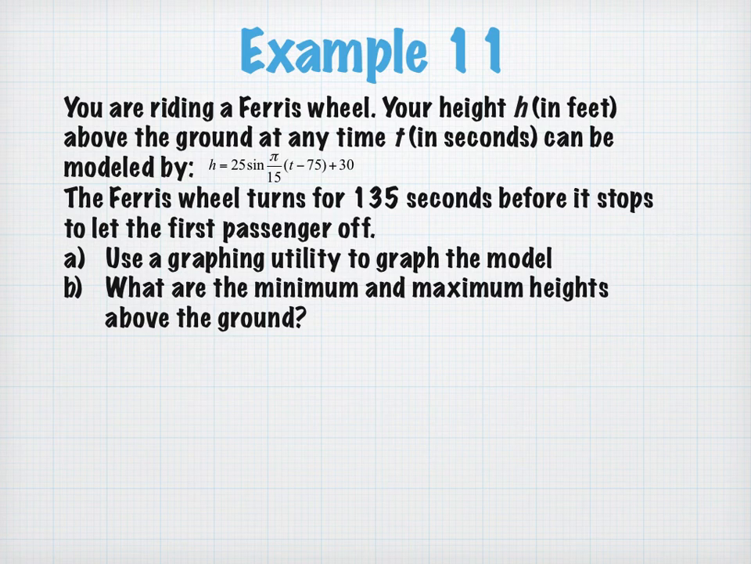You'll never have to come up with that function. It's going to give you the function, okay? But this is what happens when you do anything that's cyclic. Anything that happens over and over again can actually be applied to your sine cosine curves. The Ferris wheel turns for 135 seconds before it stops to let the first passenger off.